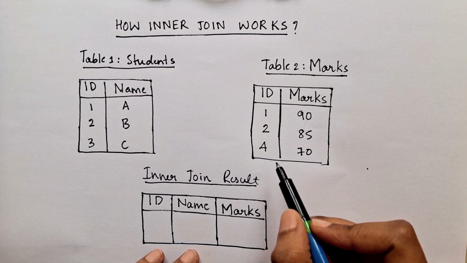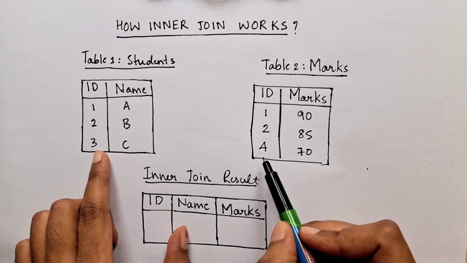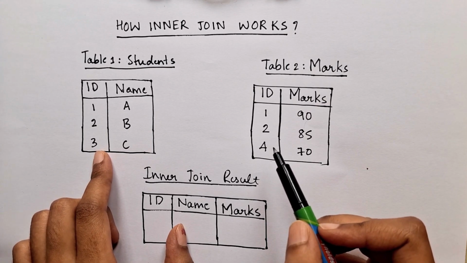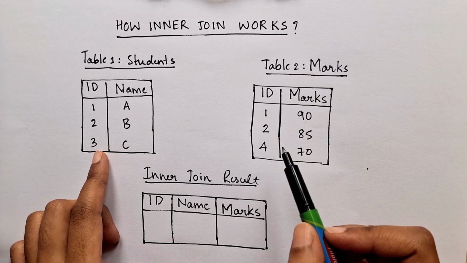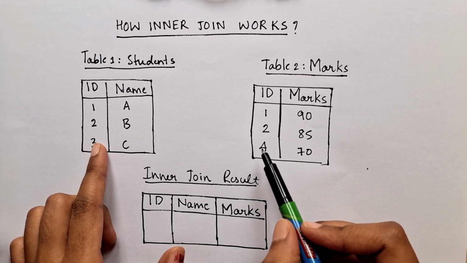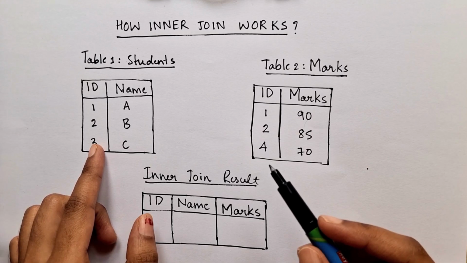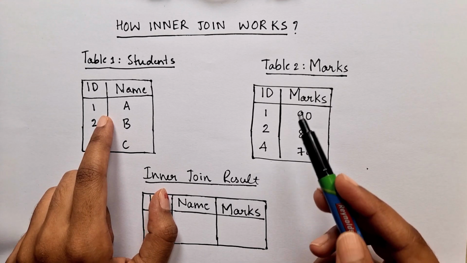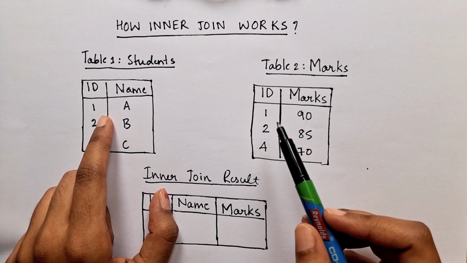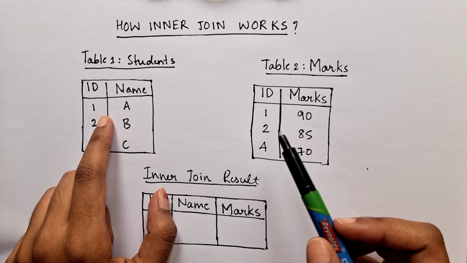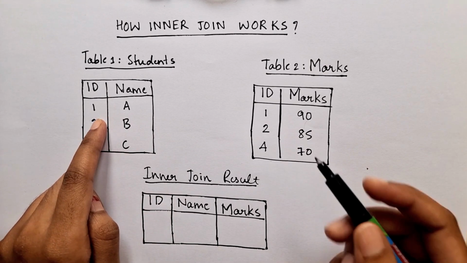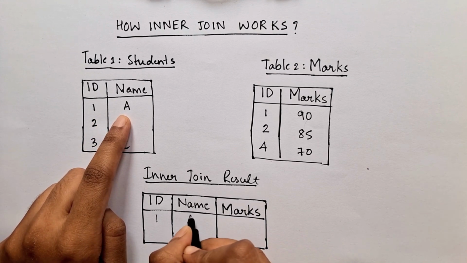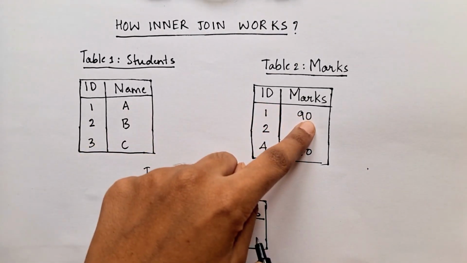Now you can see that the ID column is common in both these tables. So this will be used as a matching column. When we apply inner join, SQL will compare the ID values from both the tables. Let's check it one by one. First, ID 1 is present in students table and it is also present in marks table. So this is a match and it will be included in the result. So I'll write ID is 1 and the name is A and its marks is 90.